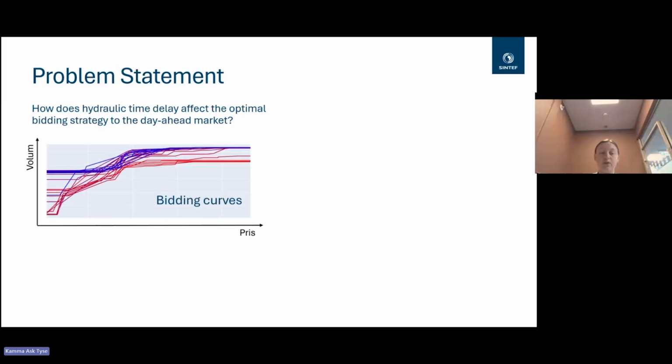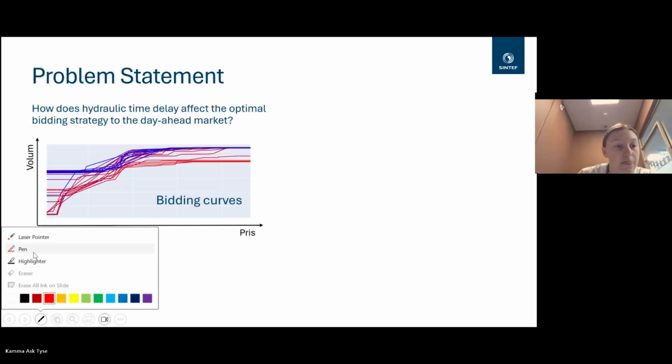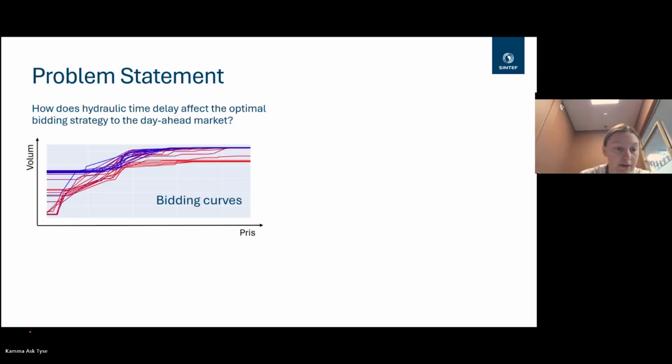For every hour, or now every 15 minutes, of the following day, the hydropower producers submit one bidding curve to the market, which is a piecewise linear curve that describes the relationship between various price scenarios. The price scenarios are located on the x-axis, and for each price scenario, the curve gives the corresponding production volume that the hydropower producer is willing to produce for the given price. And these bidding curves are required to be non-decreasing.